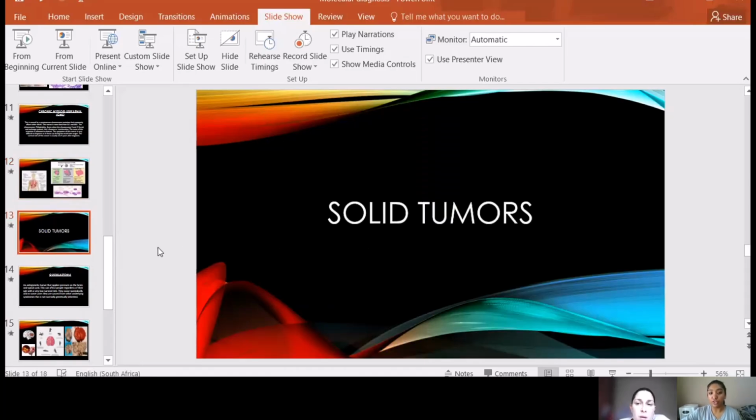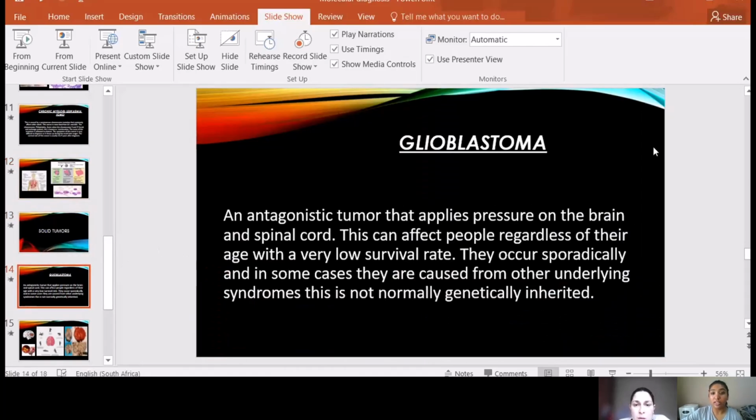Okay, now we move on to solid tumors. The glioblastoma. This is an aggressive tumor that applies severe pressure on the brain and spinal cord. This is not usually genetically inherited, but it is sporadically formed. And this is most commonly when a person has other underlying syndromes that accelerate the growth of the glioblastoma.